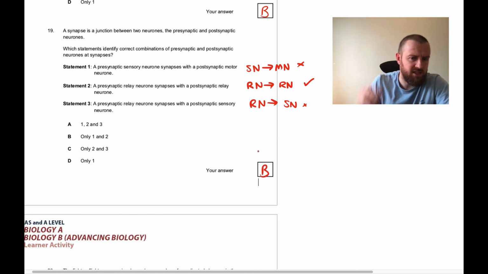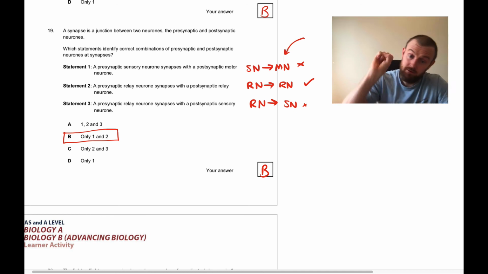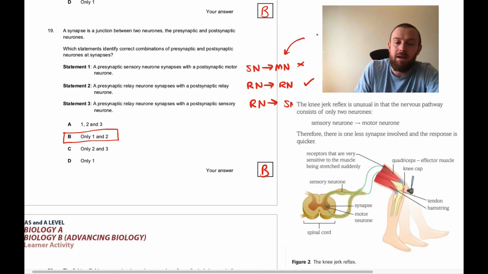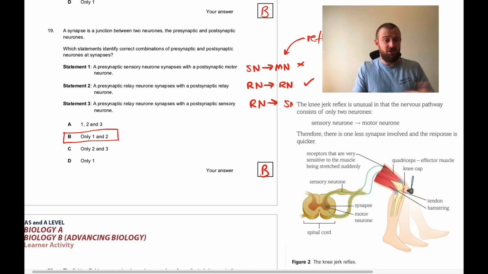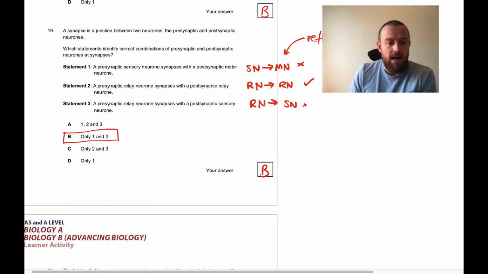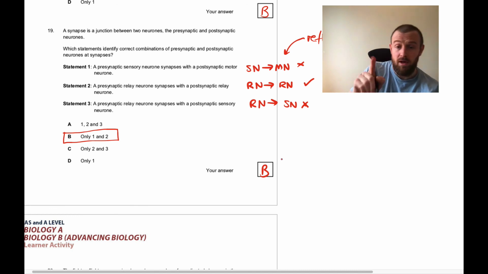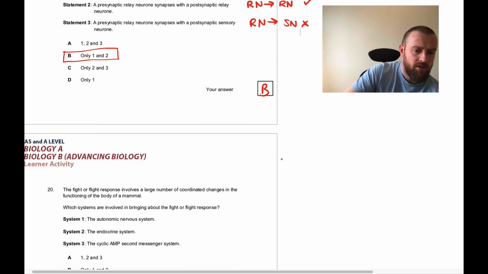Now, I'm not really sure why that is. I didn't really think that a sensory neuron could synapse directly to a motor neuron, but I must be wrong. I'm going to have to look it up. Maybe I'll drop a picture in right here. My idea is that maybe in certain reflex arcs, we can have a sensory neuron synapsing directly to a motor neuron. Maybe there's no relay neuron in the middle. It just goes straight from sensory to motor. And then statement 3 is incorrect, and statement 2 is correct. So the answer is B as an example, but hopefully that picture has clarified that.